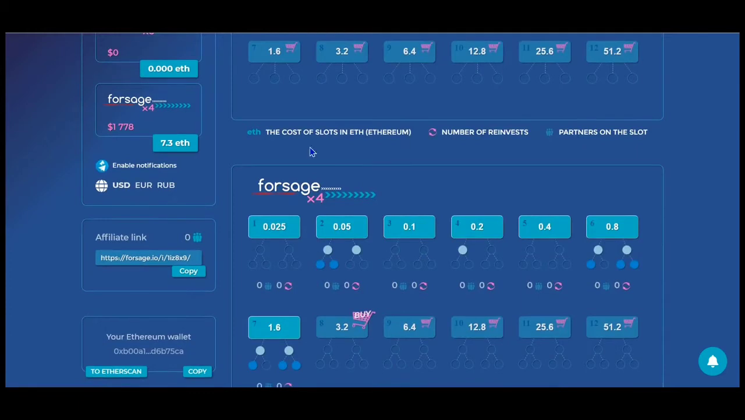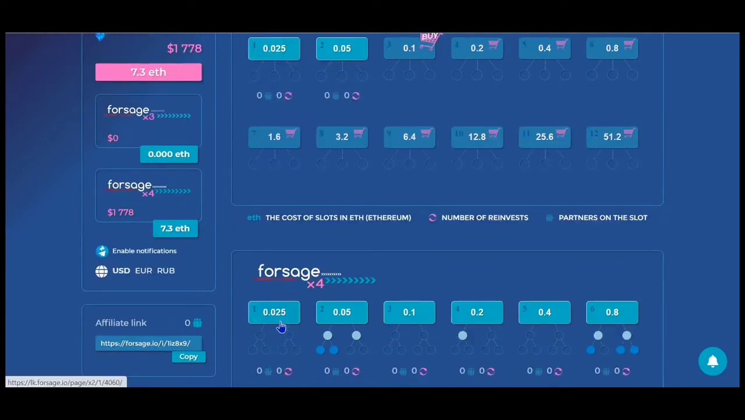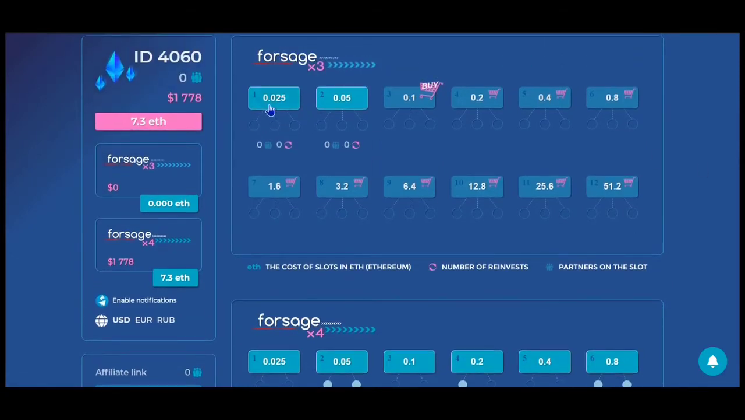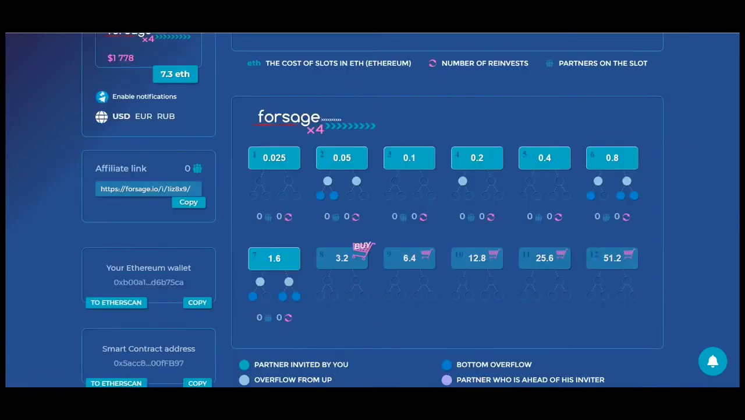So when you join, the only option for joining is to purchase position one in X3 and position one in X4. Each of those costs 0.025 to join, so that's a total of 0.05 Ethereum to join, and you get these two positions. This person ended up purchasing position two in X3. I don't know why, and they didn't need to, but they did. X4 is for team building.